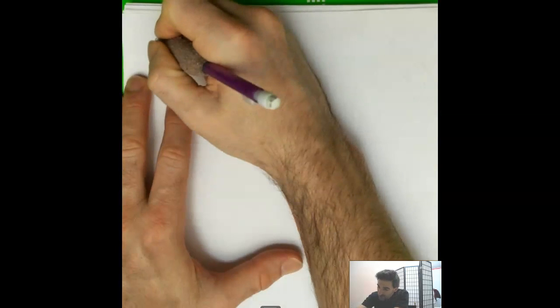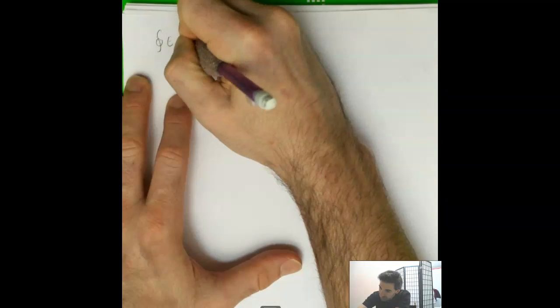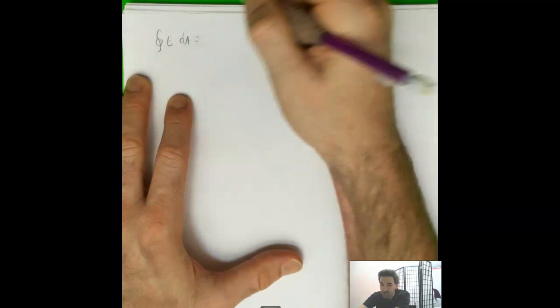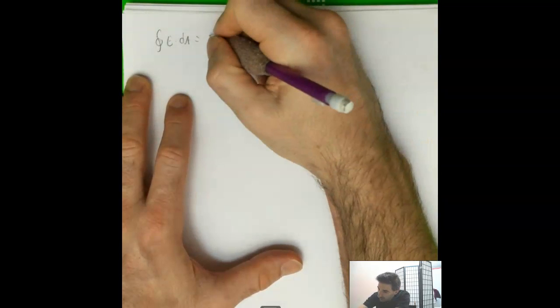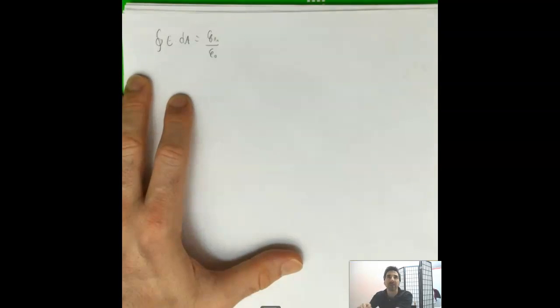Well, I'm going to use Gauss's law, but really Gauss's law is going to show us things that we already know, right? So remember that Gauss's law, the enclosed integral of E dot dA, is equal to Q enclosed over epsilon 0, right?